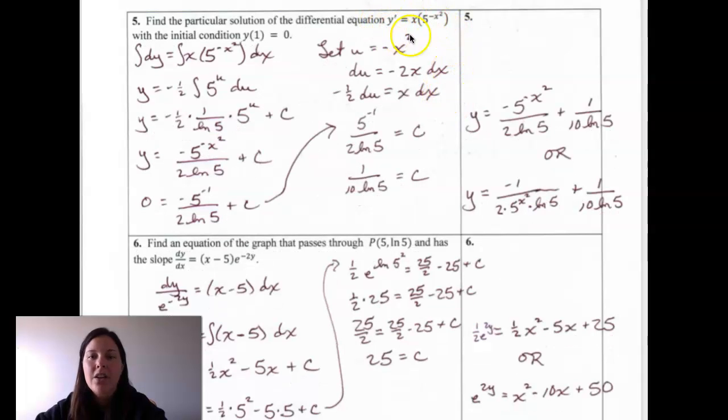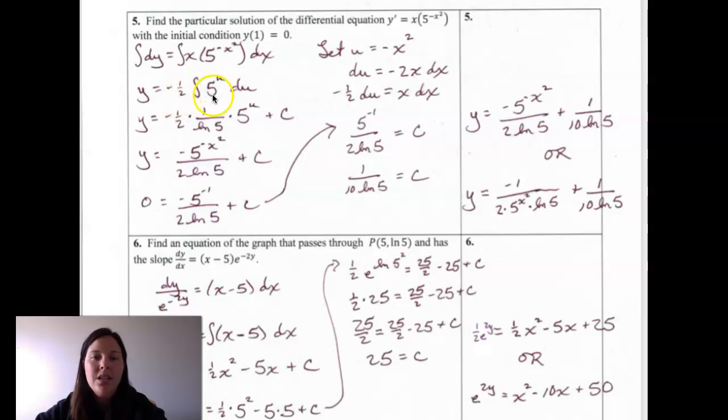Question 5, another differential equation. This time we have a particular solution. An initial condition was given. Starting off by separating my variables, multiplying both sides by dx, and then letting u equal that exponent, that negative x squared, and then compensating for that extra negative 2. So we pull that negative 1/2 out front.